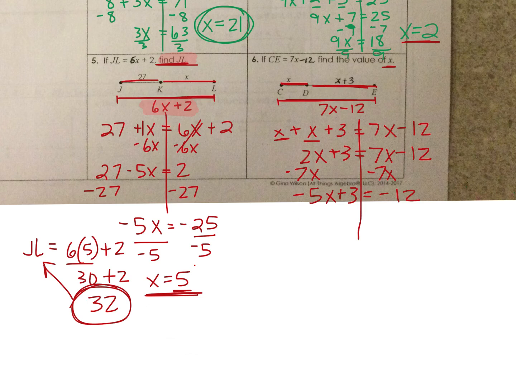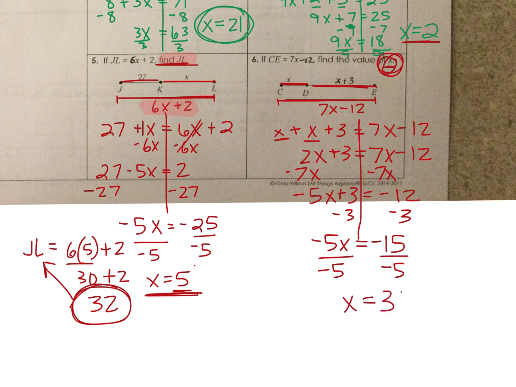Now let's subtract the 3 to get the numbers together. Negative 5x equals negative 15. Divide by negative 5. X equals 3. I wanted to figure out what x is. I figured out what x is. Flip to the back page of this.